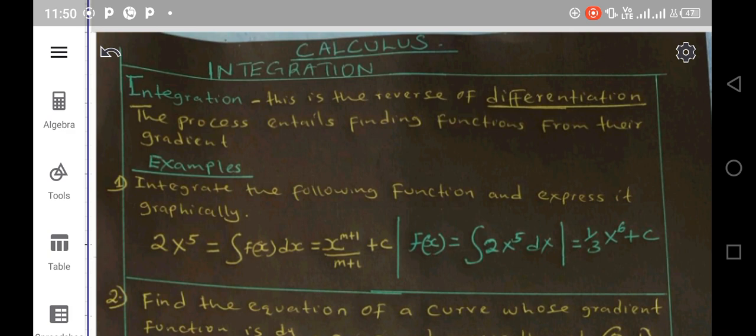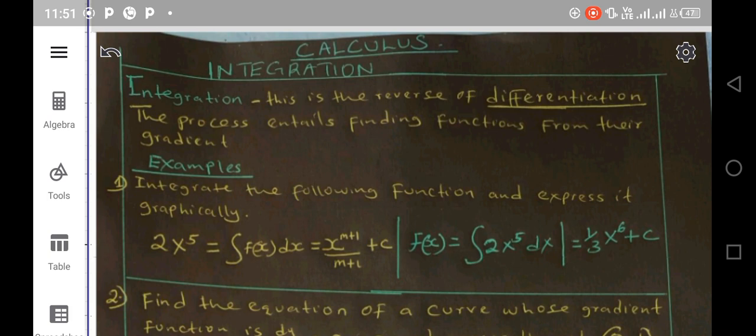For example, integrate the following function and express it graphically. Now, we have the function 2x raised to power 5. So for us to integrate that function, we must have the integral of f of x dx equals x raised to power n plus 1 over denominator n plus 1, plus c. So that is the formula that we use for integration.